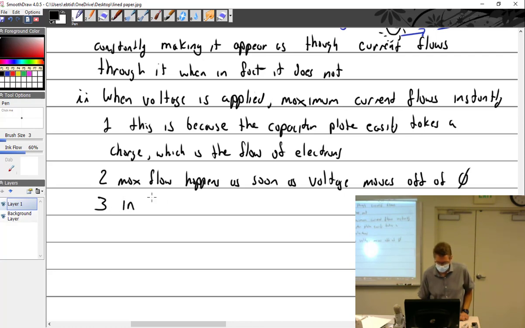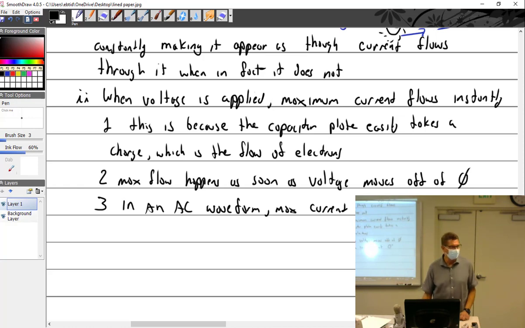So, I should write this one in. In an AC waveform, max current is at 0 degrees. Why? Because at 0 degrees, or 0.0001 degree, we moved off of 0, and it's going to start building right at that point. So as soon as it gets off that little 0, boom, there it happens. So at 0 degrees, you have max flow. Well, where's peak voltage then? How many degrees? 90. So now we know that the voltage will lead the current by 90 degrees.